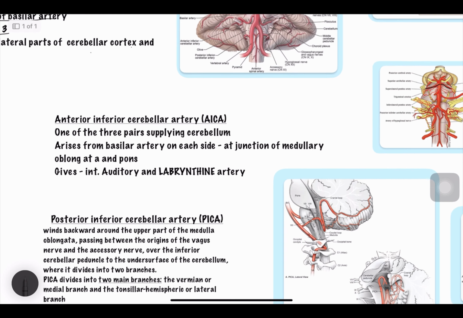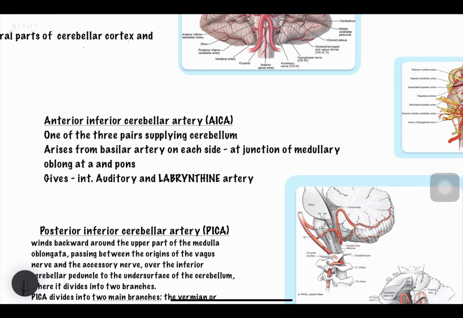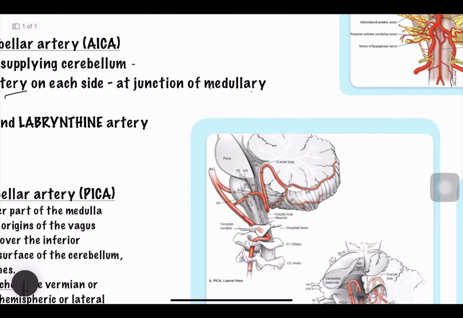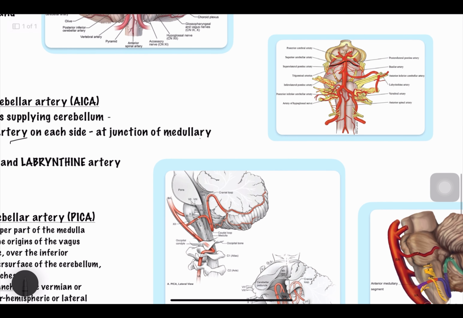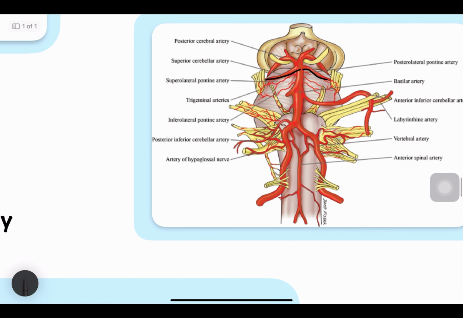So now talking about the anterior inferior cerebellar artery. It's one of the three pairs of arteries which supply the cerebellum and arises from the basilar artery on either side at the junction of the medulla oblongata and pons. So the anterior inferior cerebellar artery is seen at the junction of the medulla oblongata and pons over here on either side.